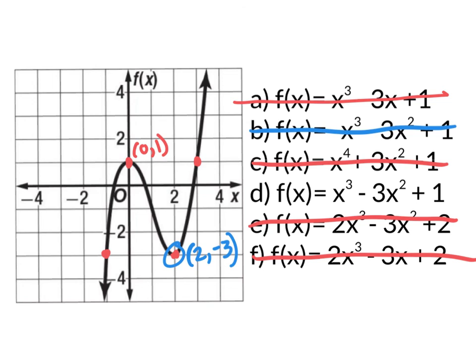And we could verify that by plugging in 2 and seeing if it gives us out a -3. 2 to the third is 8. 2 squared is 4. 4 times -3 is -12. 8 take away 12, that's -4, and -4 plus 1 is -3. So D is the correct answer for that one.